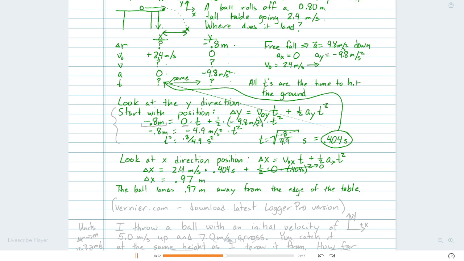So this was kind of nice because we didn't have to solve anything simultaneously. We do our y direction, it gives us the time. We do our x direction using that time. We don't have any times when we're doing two unknowns in the same equation. Sometimes that comes up. Sometimes you have to do 2 unknowns in the same equation.